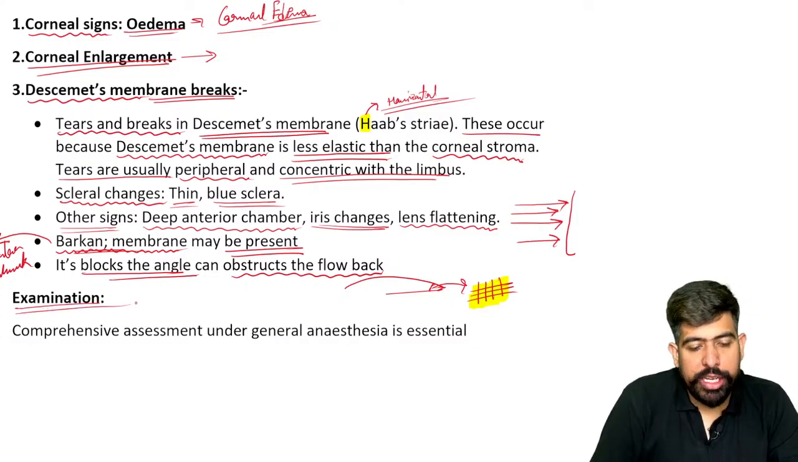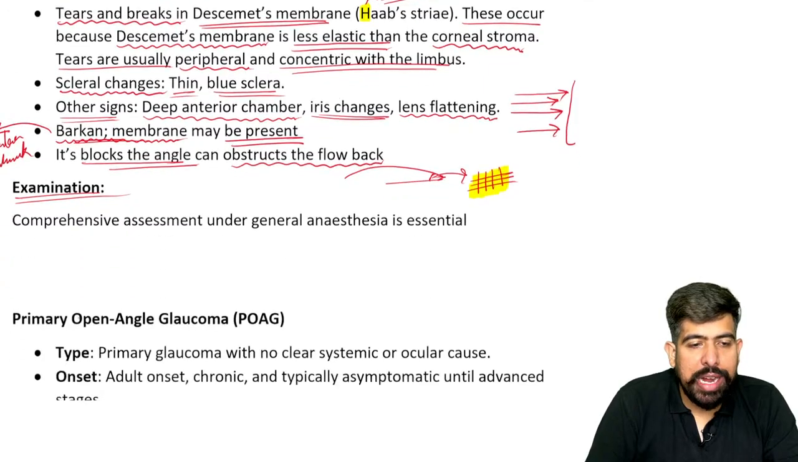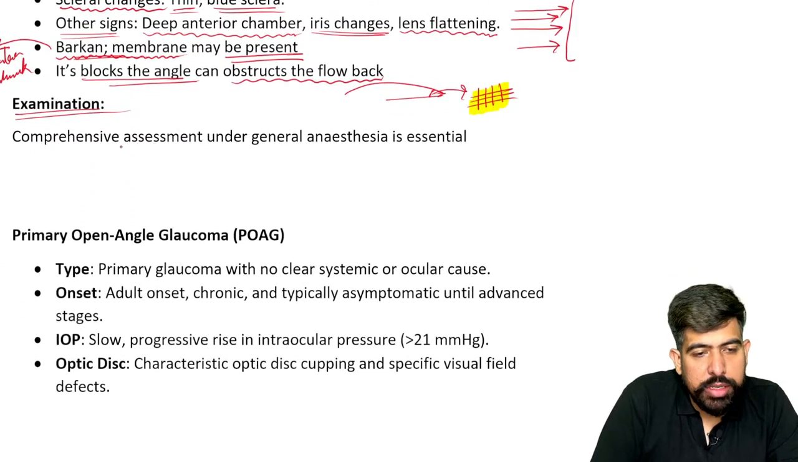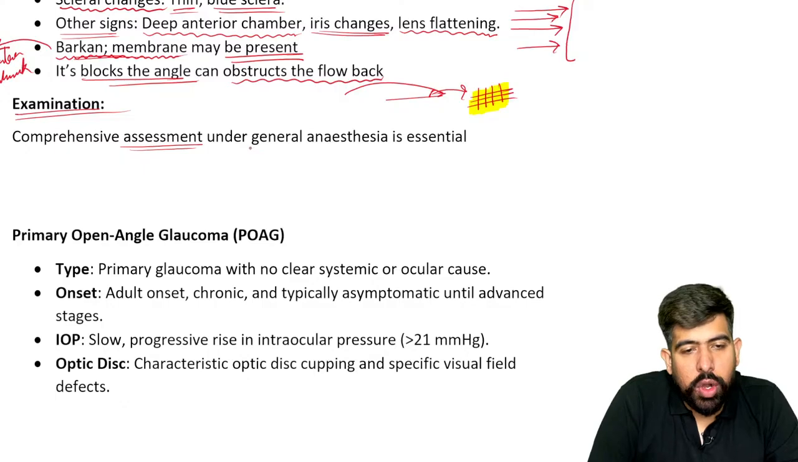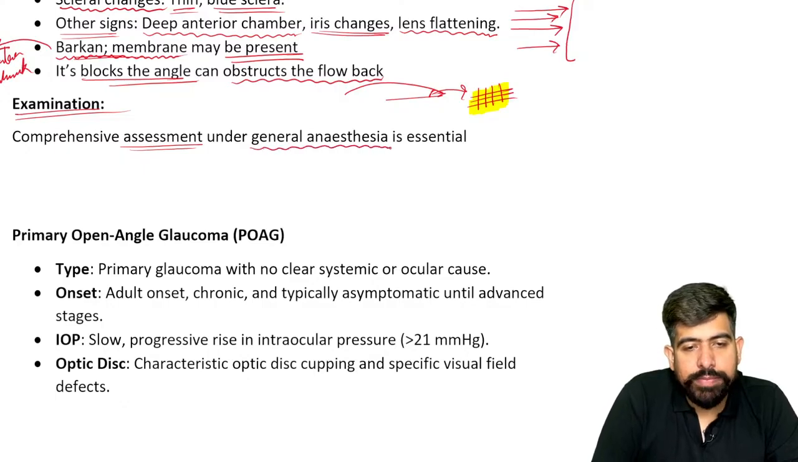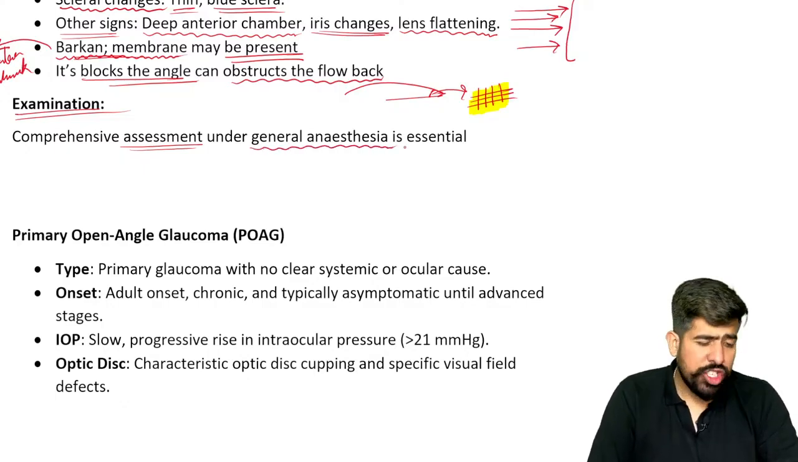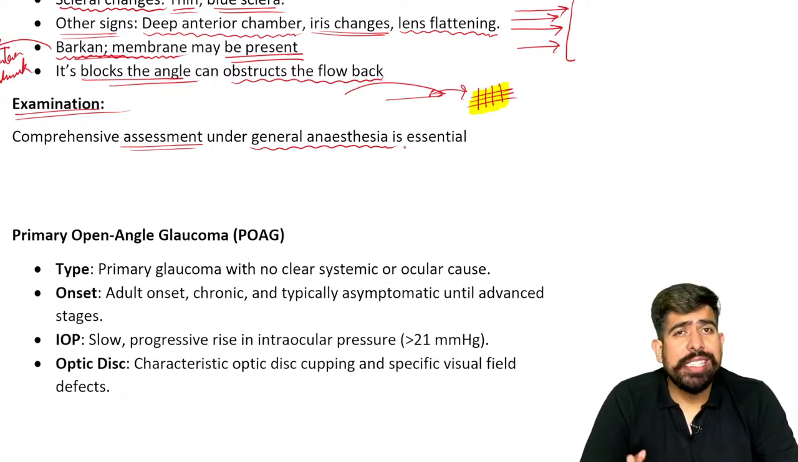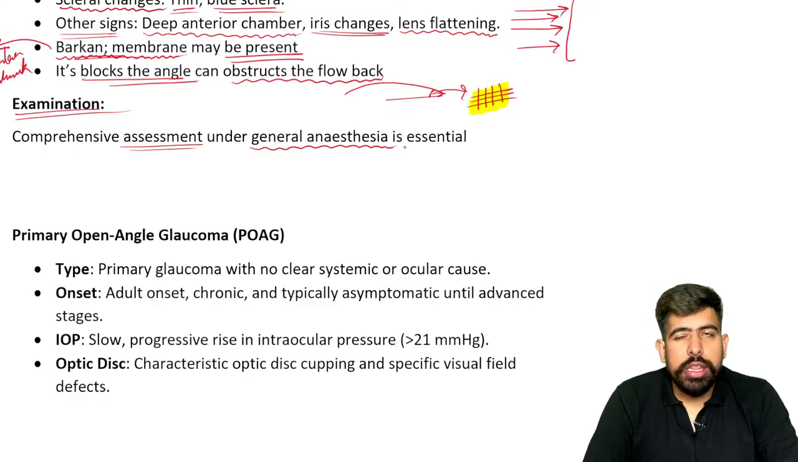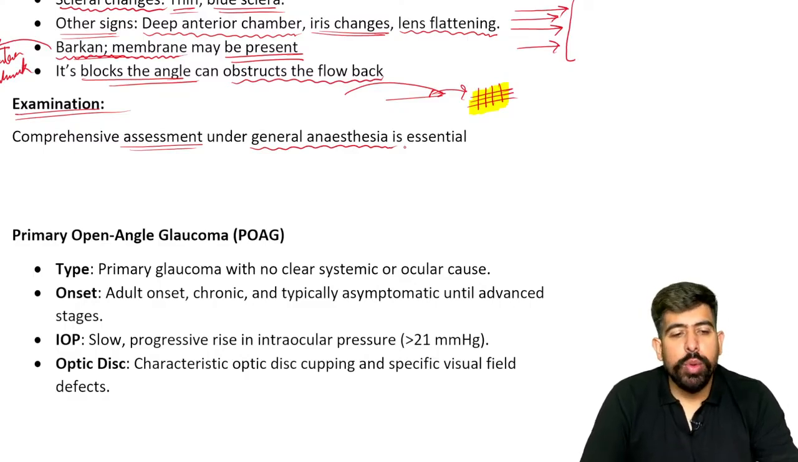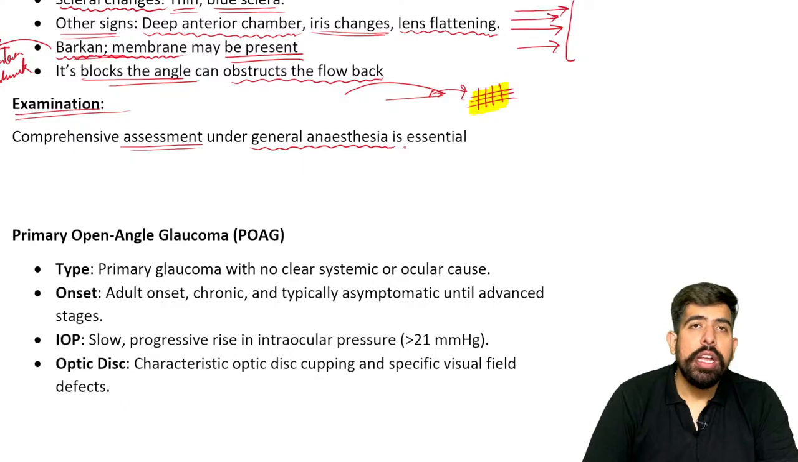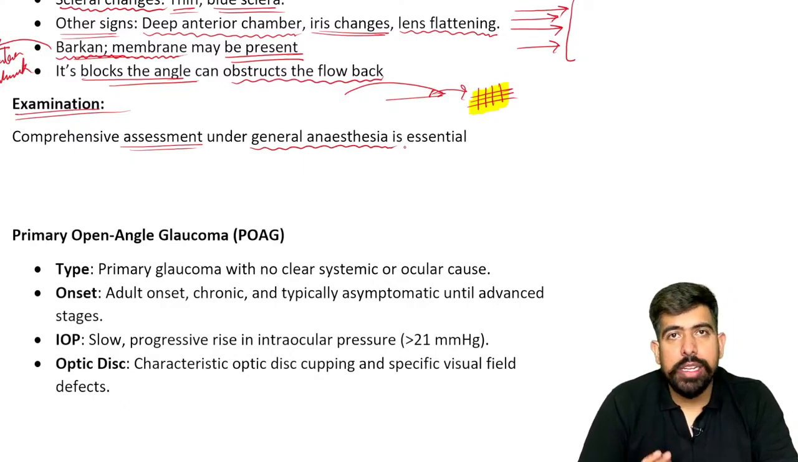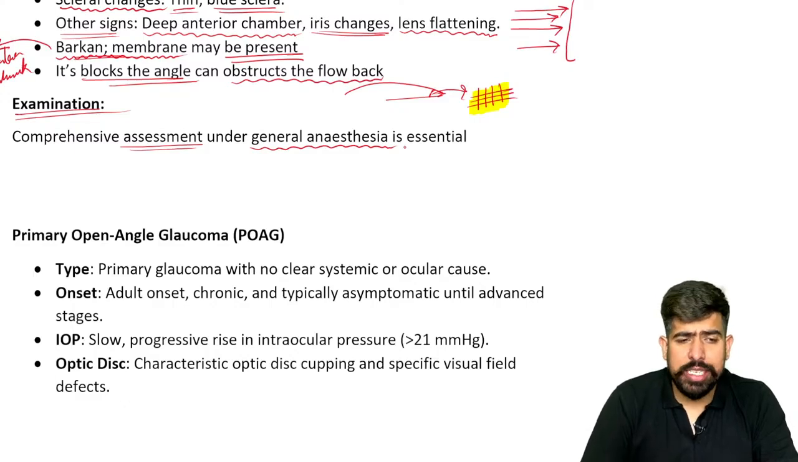What about the examinations, guys? Please remember about it. Here also we have to do a comprehensive examination and assessment, and this should all be done under general anesthesia, because the child who has congenital or developmental glaucoma, less than 3 years of age, is not able to cooperate with all these examinations, right? So that's why we have to do all of these initial examinations under general anesthesia only.